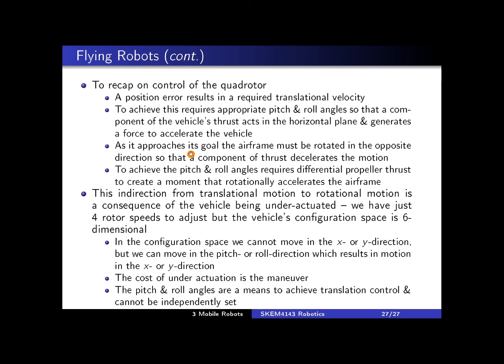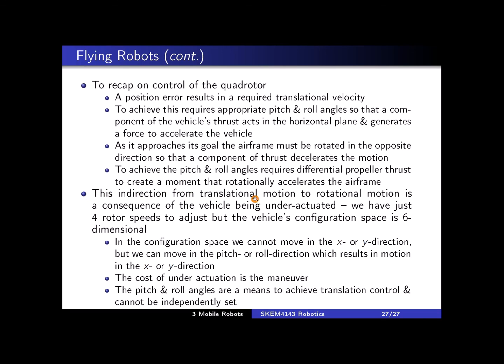As it approaches its goal, the airframe must be rotated in the opposite direction so that a component of thrust decelerates the motion. To achieve the pitch and roll angles requires differential propeller thrust to create a moment that rotationally accelerates the airframe. So this indirection from translational motion to rotational motion is a consequence of the vehicle being under-actuated. We have just 4 rotor speeds to adjust, but the vehicle's configuration space is 6-dimensional.